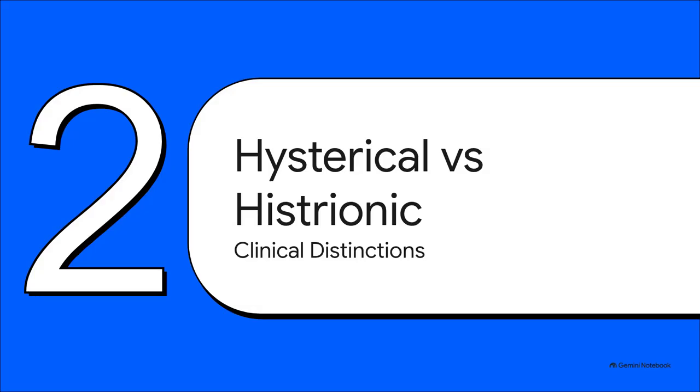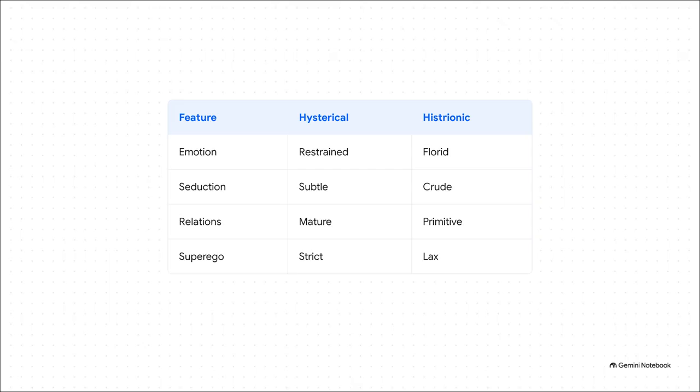Moving to Section 2. Hysterical versus histrionic, making clinical distinctions. This distinction is a real game changer. Separating the neurotically organized patient from the more primitive variant changes literally everything about how we intervene. Take a look at the neurotic or hysterical patient. Their emotionality is restrained and circumscribed. Their seductiveness? It's subtly appealing. They actually have mature triangular object relations, which means they can tolerate separation and navigate those complex Oedipal themes involving 3 people.